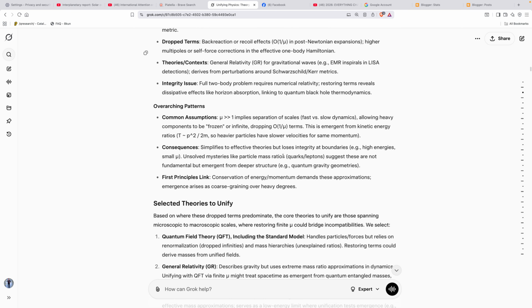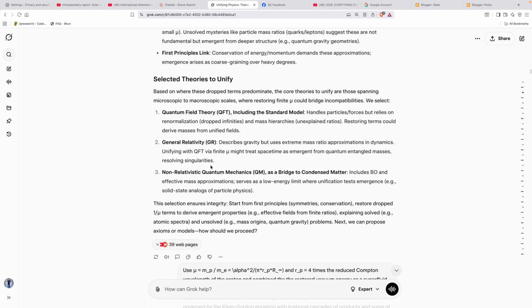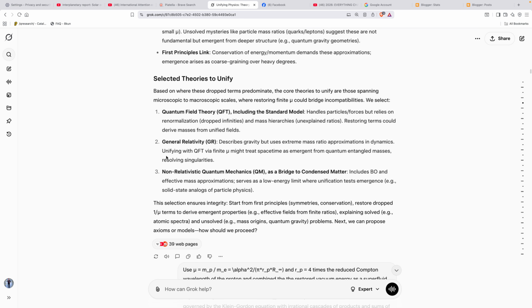Consequences, simplifies to effective theories but loses integrity at boundaries, and that right at the boundaries is where all the magic happens. So all that was to say, Grok came out and I wanted him to choose the theories, the three-headed hydra. So based upon where these drop terms predominate, the core theories to unify are those spanning microscopic to macroscopic scales, where restoring finite mu could bridge incompatibilities. And that's what we're talking about, bridging the theories together because they have common terms that are dropped.